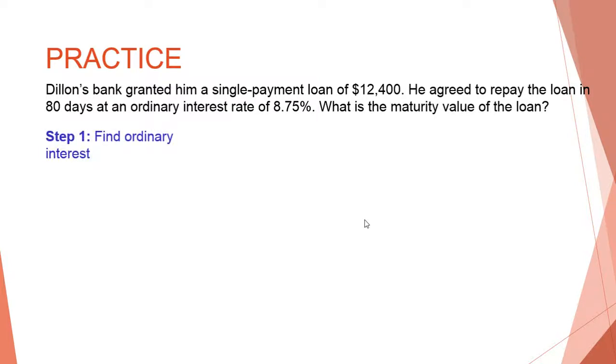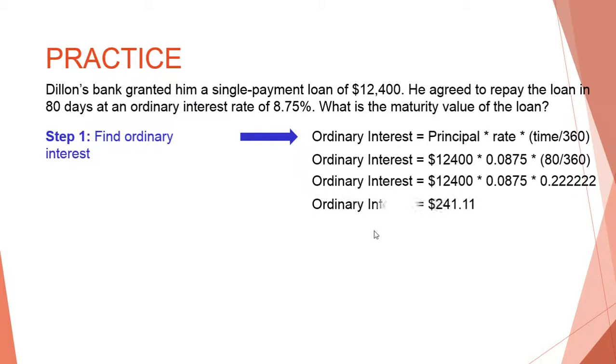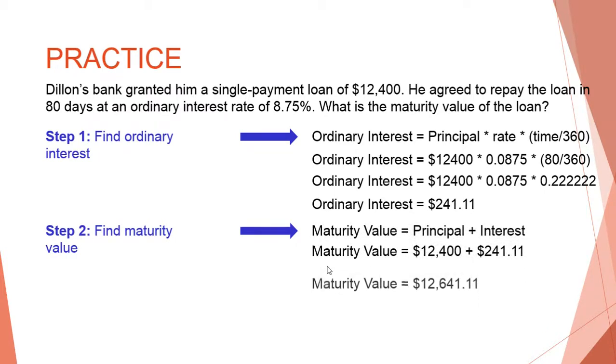Alright, same as before, first step is to find the ordinary interest. So plug into the formula everything we know. 12,400 times 0.0875 times 80 over 360. Using order of operations, we get that ordinary interest is $241.11. Now that we have that, we can go ahead and plug it into the other formula to find our maturity value. That's principal plus interest, which is going to give us $12,641.11.